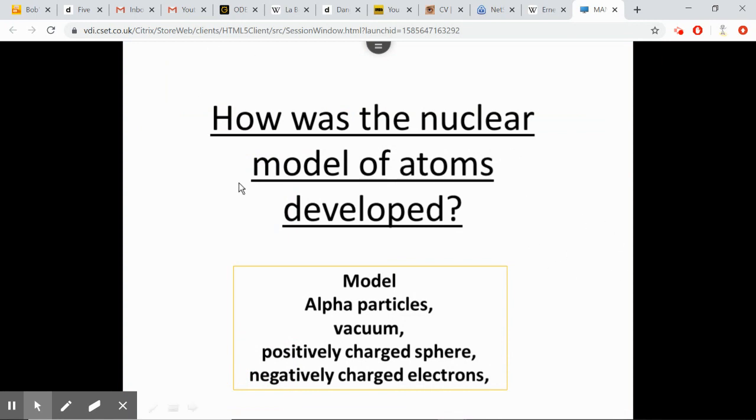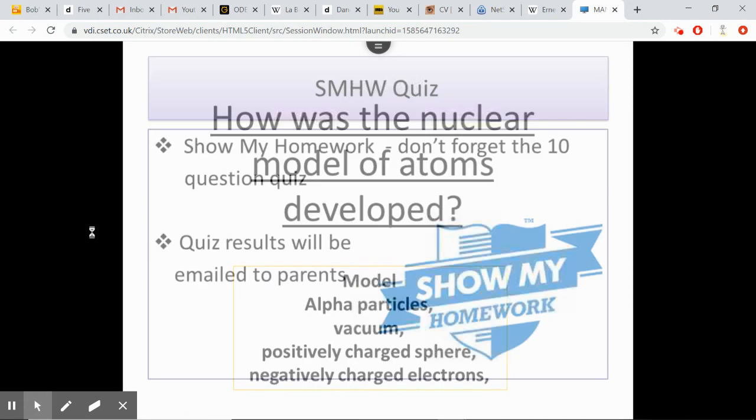So again, today we've looked at the driving question, how was the nuclear model of atoms developed? And we use the keywords here, especially model and looking at alpha particles.